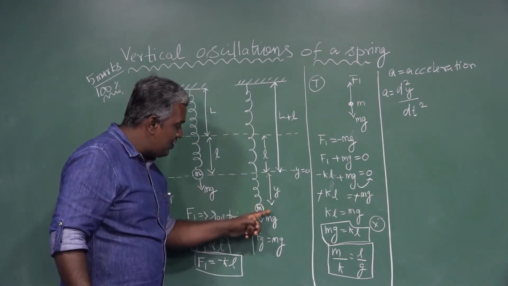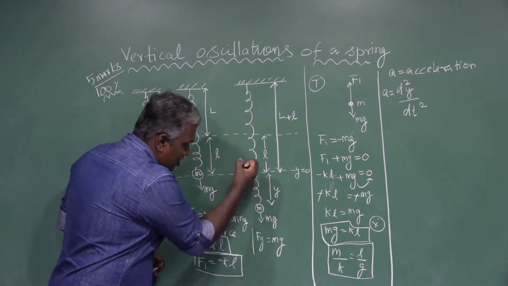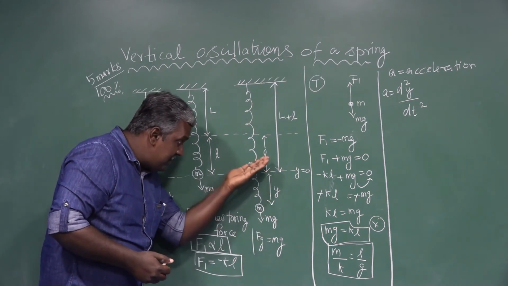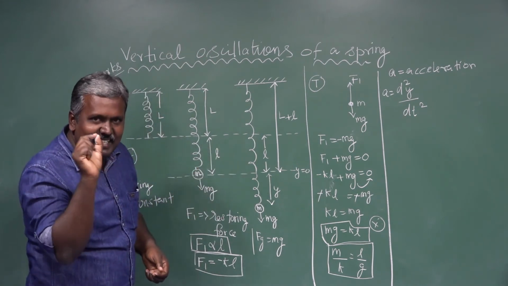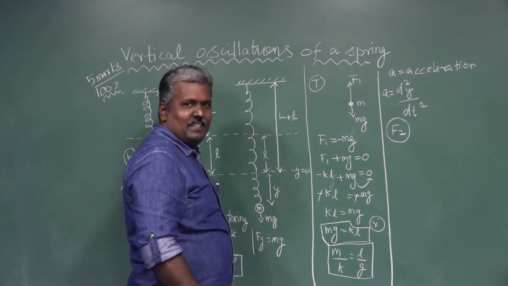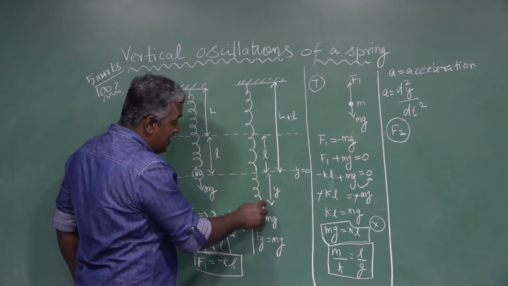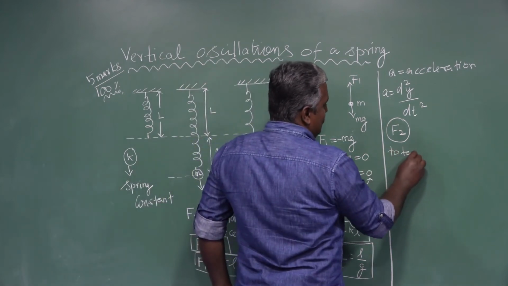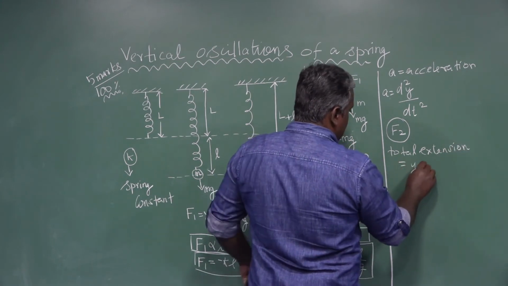You must consider this displacement only. Okay. Again, by pulling this mass, gravitational force acts vertically downwards. One of the restoring forces set up in the spring is called F2. Now the total displacement from this position is L plus y. So the total extension is equal to y plus L.